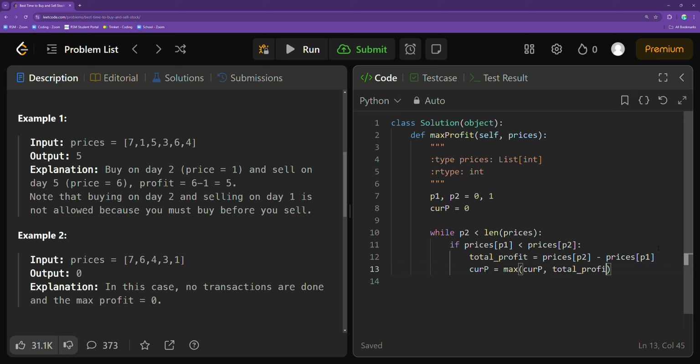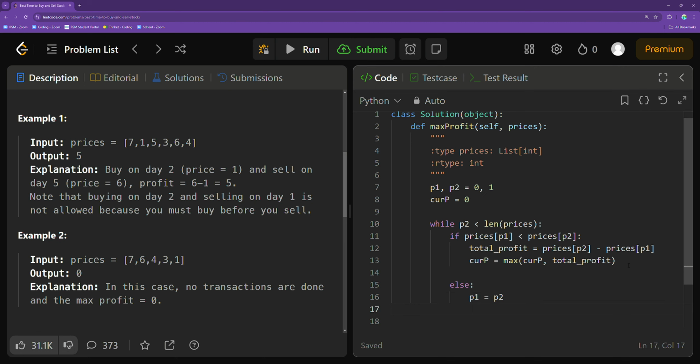Our total profit essentially checks every single form of profit we can make, and our current profit is simply going to record the maximum profit we can make from our total profit variable, which is denoted by the prices at one index minus the prices at the second index. However, if prices at P1 is greater than prices at P2, that indicates that we can't make a profit. And if we can't make a profit, we'll have an else block right here. We'll set P1 equal to the new index P2, and we'll simply increment our P2 by 1.